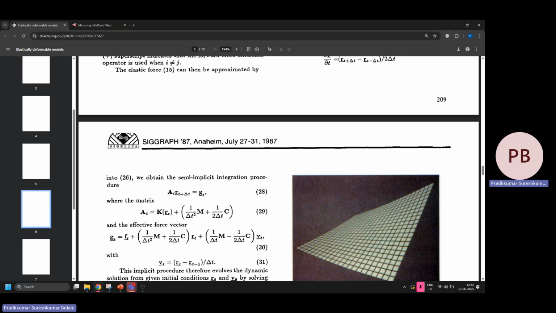So should I stop recording? Okay. Fine. So this is the first paper that shows the thin shell model.